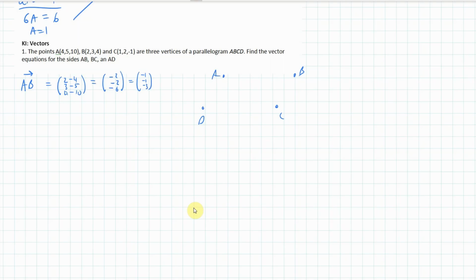Now, if we're doing a vector equation for the side AB, I guess we could do, do they want us a line equation? So if it's a line equation, we could start at A. 4, 5, 10 plus mu (minus 1, minus 1, minus 3). So that would be equation AB. Let's consider BC.